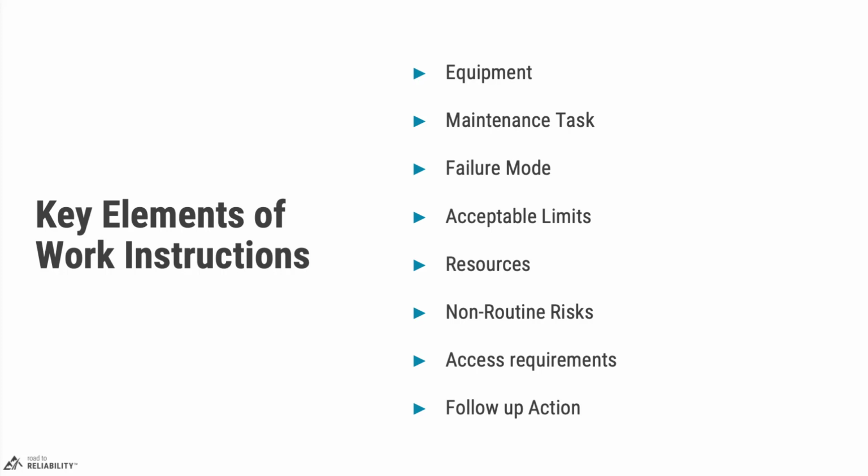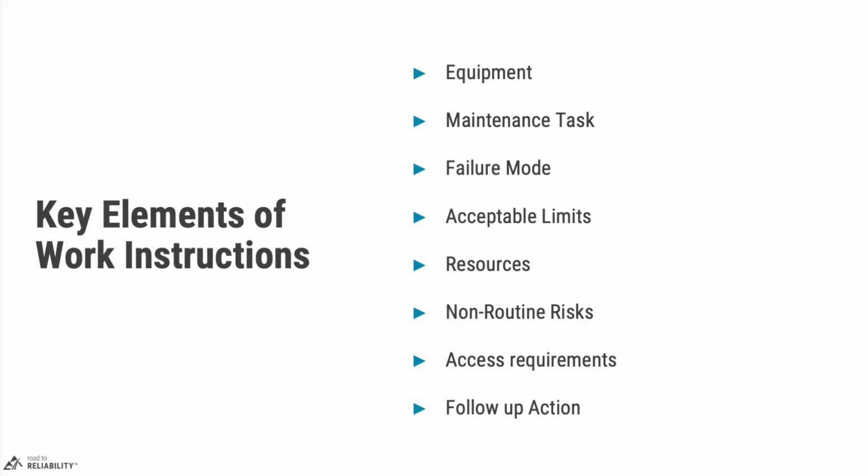You want to identify non-routine risks. Good work instructions are very clear on non-routine risks associated with the execution of the task at hand, and you want to focus on the non-routine risks. Work instructions must identify the risks associated with executing the task, but be careful that you don't get stuck in just regurgitating standard safety hazards that are dealt with on a day-to-day. You want to focus on the risks that are specifically associated with the task at hand. Good work instructions also address access requirements. Special access requirements like scaffolding, the use of an elevated work platform, a cherry picker, etc.